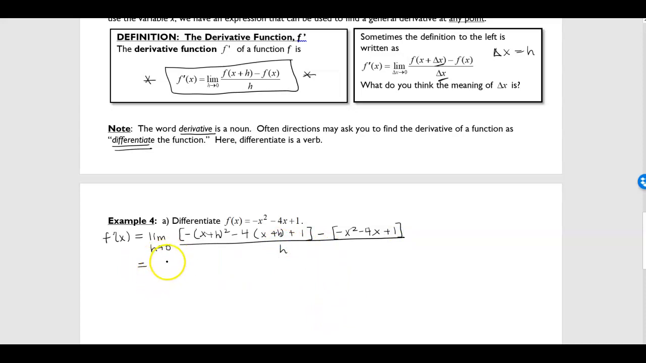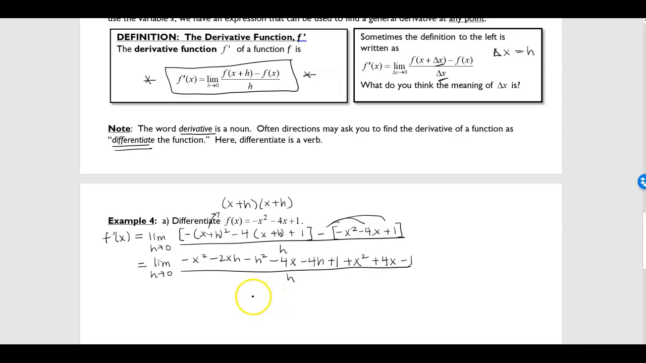Now we get to do some algebra. So again, remember when you're expanding these, negative of x plus h squared, I have to FOIL the x plus h times x plus h. And then don't forget to distribute your negative as well. Negative x squared minus 2xh minus h squared minus 4x minus 4h plus 1. And then distribute the negative on your f of x as well. Plus x squared plus 4x minus 1 all over h.